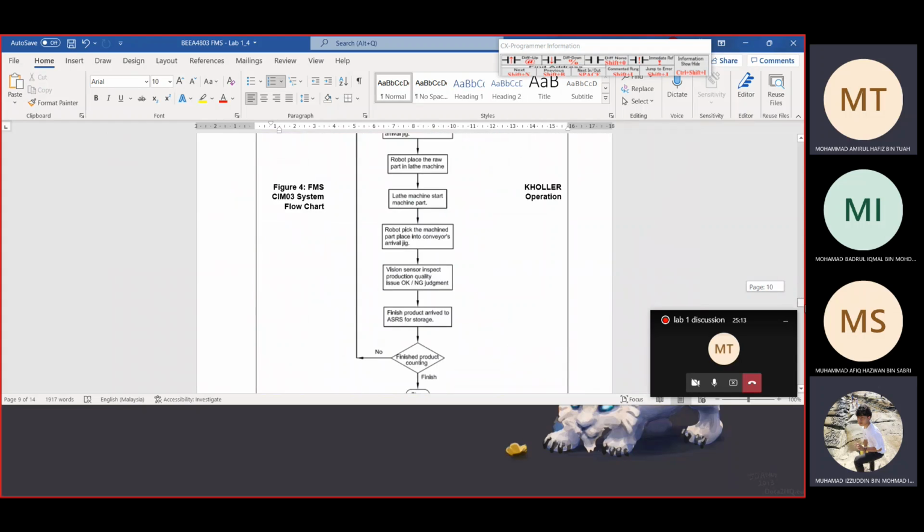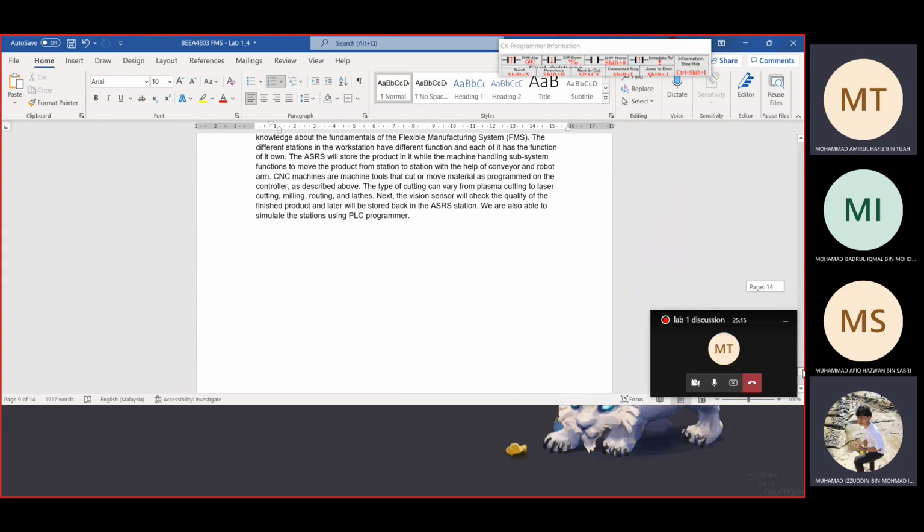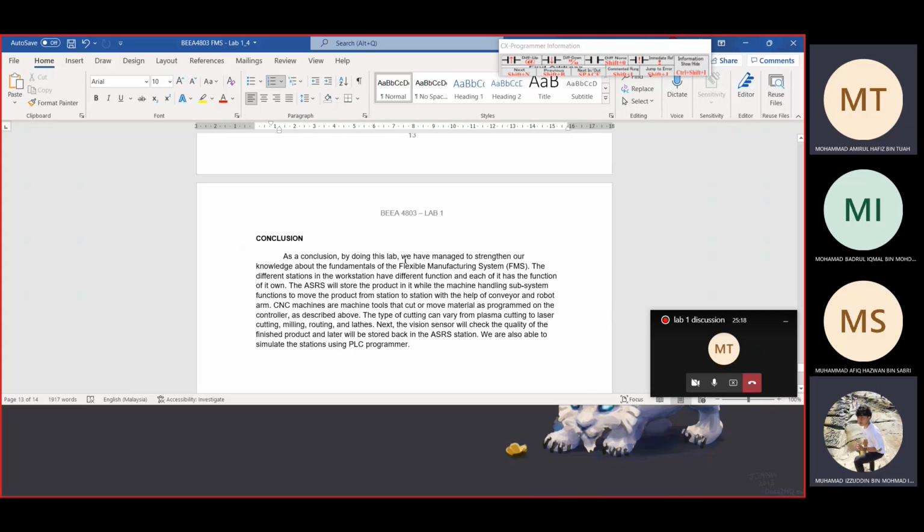We will go to the conclusion for this lab. So, as a conclusion, by doing this lab, we have managed to strengthen our knowledge about the fundamentals of the flexible manufacturing system, or F.M.S. The different stations in the workstation have different functions, and each of them has a function of its own. The ASRS will store the product in it while the material handling subsystem functions to move the product from station to station with the help of the conveyor and robot arm.